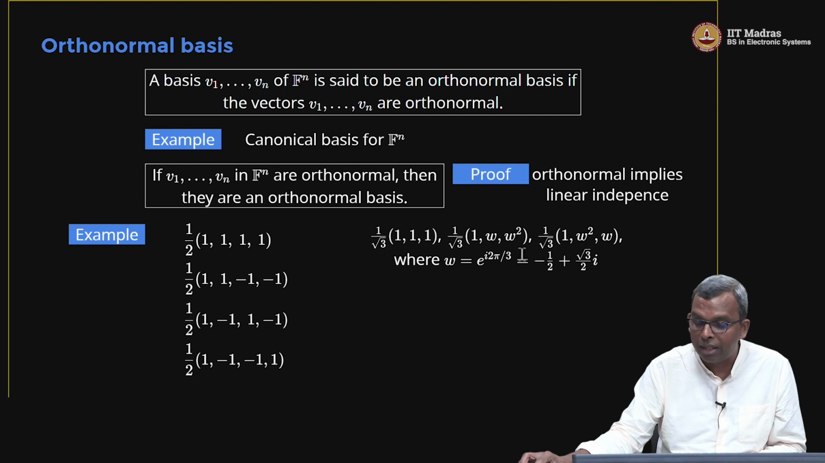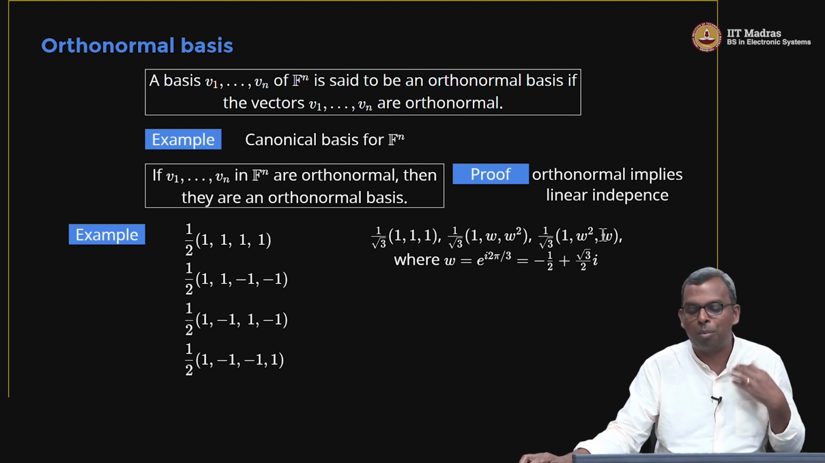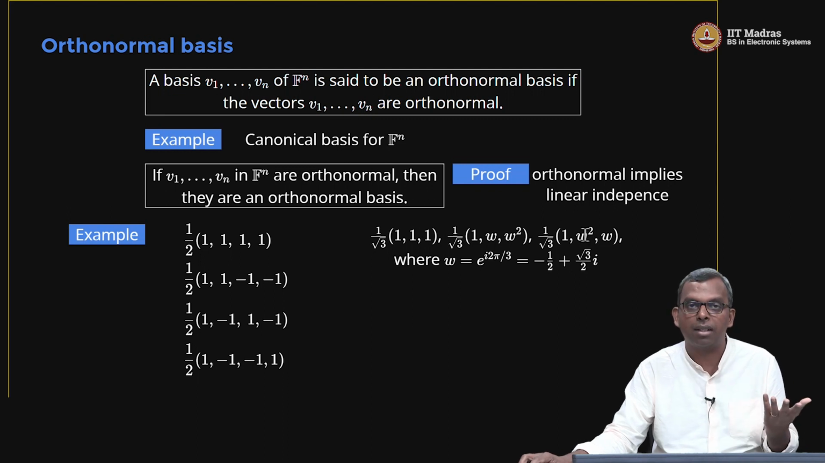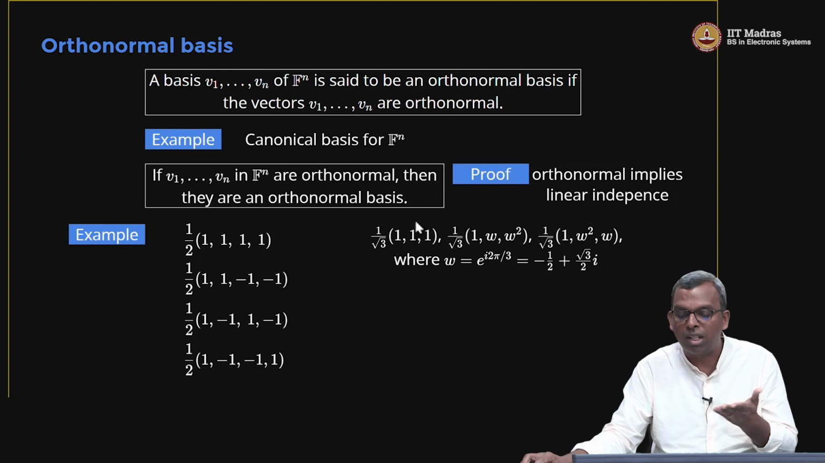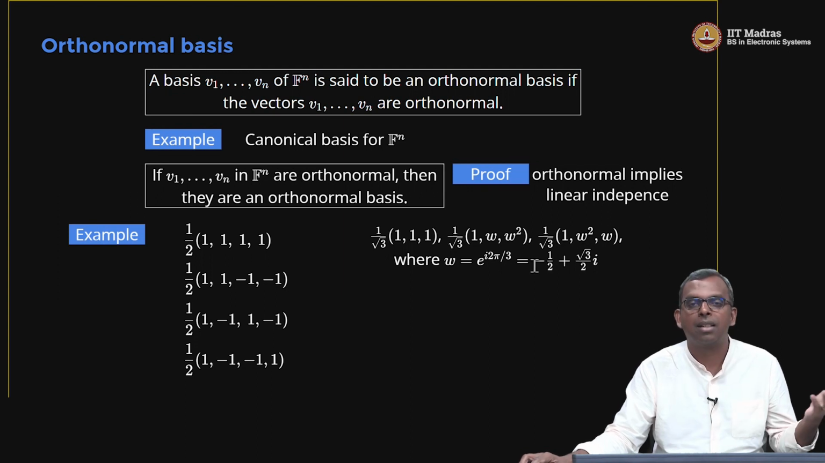Likewise, here this is C3, complex with 3 dimensions. There are 3 dimensions and there are 3 orthonormal vectors. So automatically it becomes a basis. I do not need to check for linear independence. I do not have to check that these 3 are linearly independent. I know they are orthogonal to each other, so the linear independence comes for free.